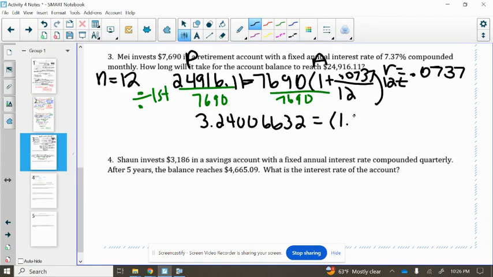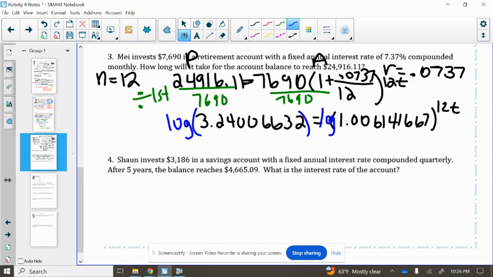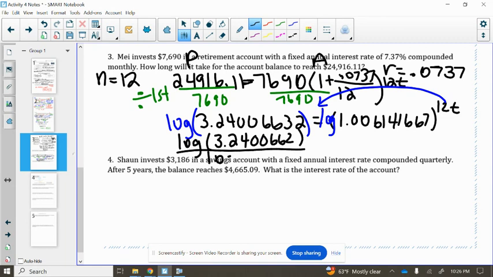And what I want to do is get the time by itself. So I need to move this 12t out front using, similar to our last lesson, logarithms. Because now what's going to happen is this 12t can move out front, and I can take the log of my left-hand side and divide over the log of my right-hand side. And right now then I know that this is going to equal 12 times t.